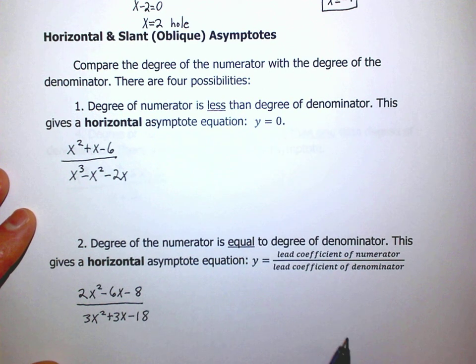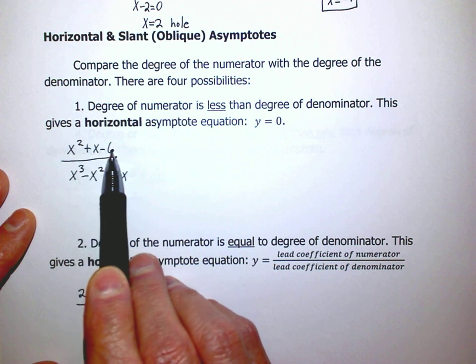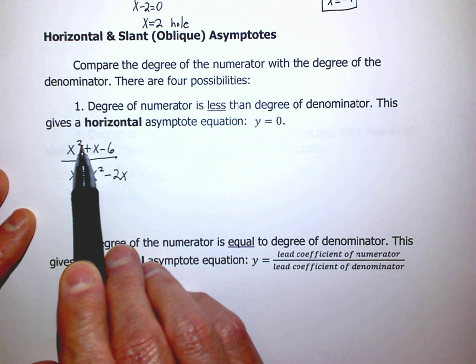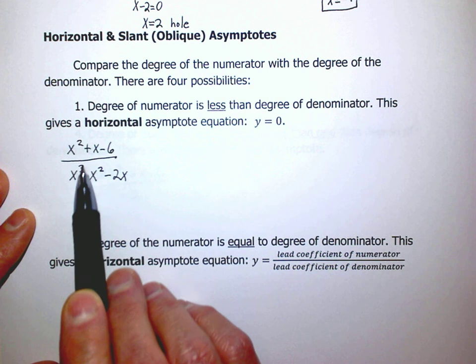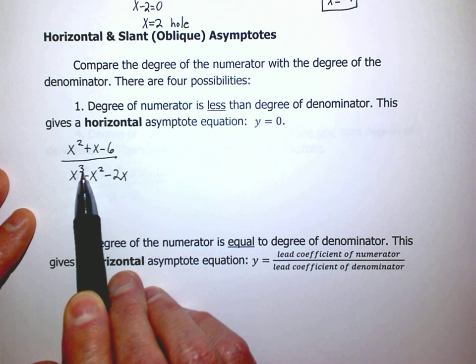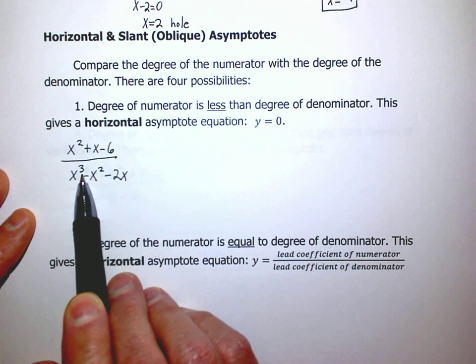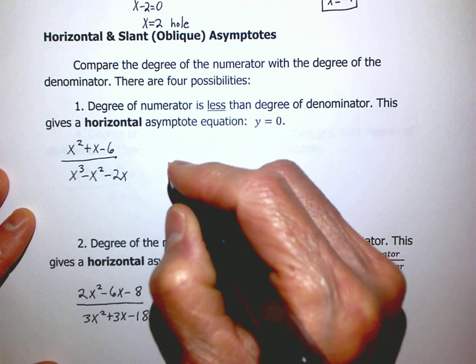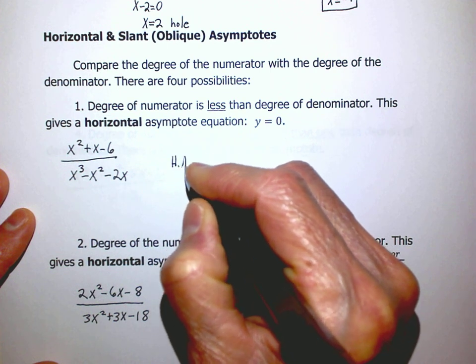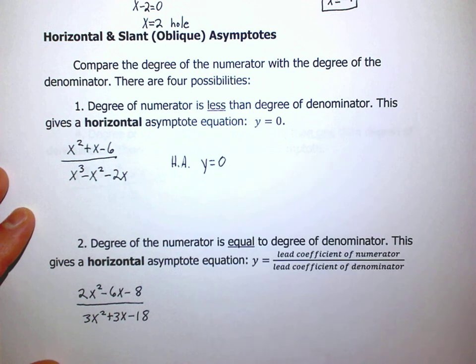Let's look at this example. What is the degree of the numerator? Remember, the degree is the highest exponent. The highest exponent is 2. In our denominator, the highest exponent is 3. So the degree of the numerator is less than the degree of the denominator. So we have a horizontal asymptote at y equals 0.